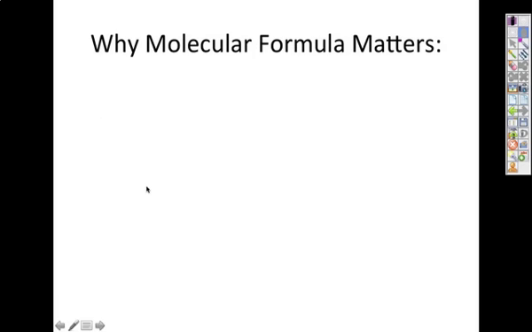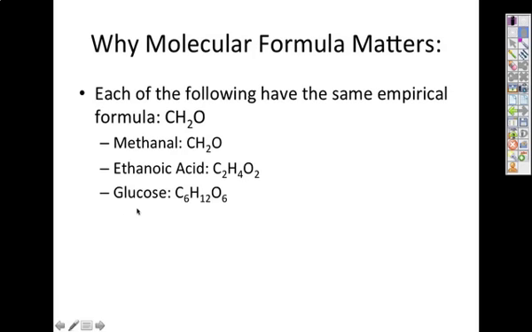Okay, the last one, why does it matter? Well, it matters because each of these has the same empirical formula. Methanol, ethanoic acid, and glucose, when we get them to their lowest ratio, are all CH2O. But they're very different molecules. Glucose is a sugar. Ethanoic acid, that's vinegar. One of them would be very pleasant to eat. One of them, you don't just want to start chugging.